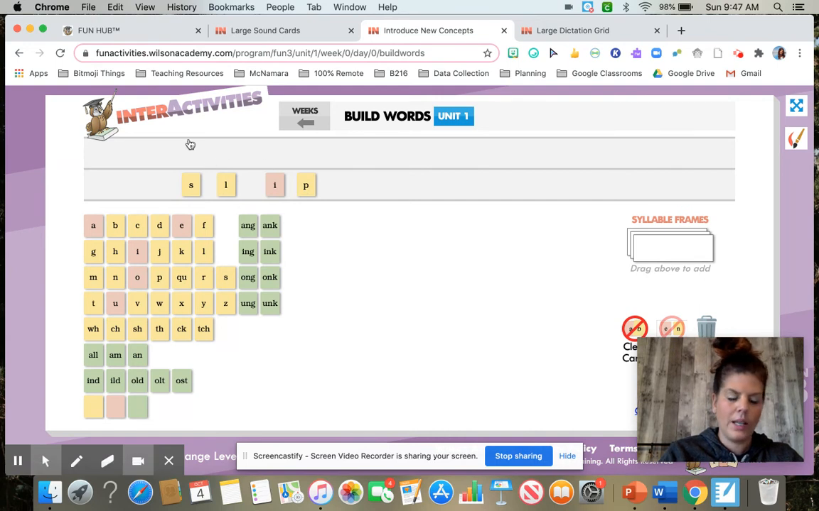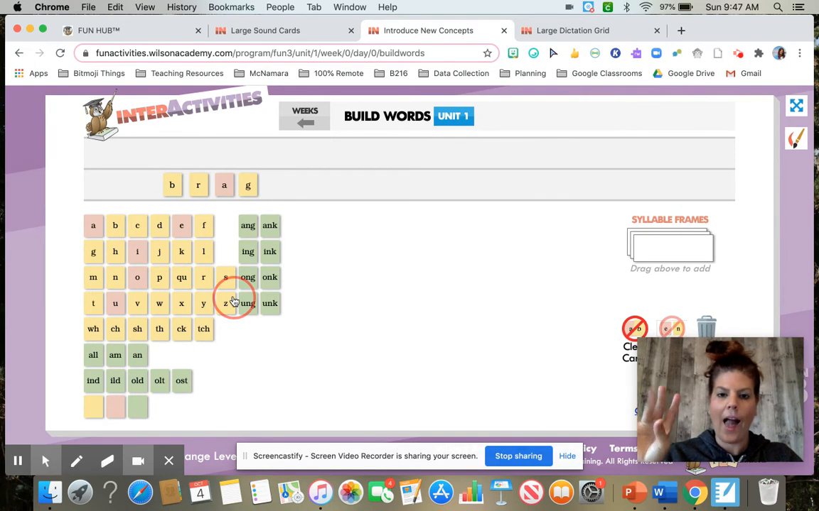All right. Let's build a couple more words, and as I'm building them, let's be thinking about which ones are our digraphs and which ones are our blends. The next word we're going to build is the word brag. B, r, a, g, brag. Can you tap that for me, please? B, r, a, g, brag. And we notice that we have our consonant blend because B and R each keep their own sound. Brag.